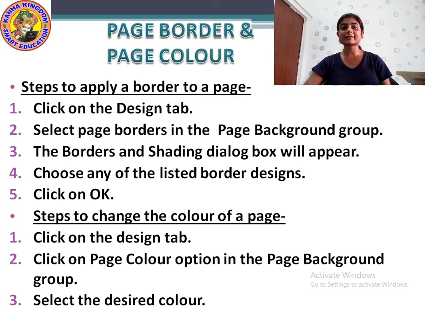The first point is the same, click on the design tab. Then click on the page color option in the page background group. Select the desired color and the color of the page will be changed. This is how you can change the page border and page color in your Word document.